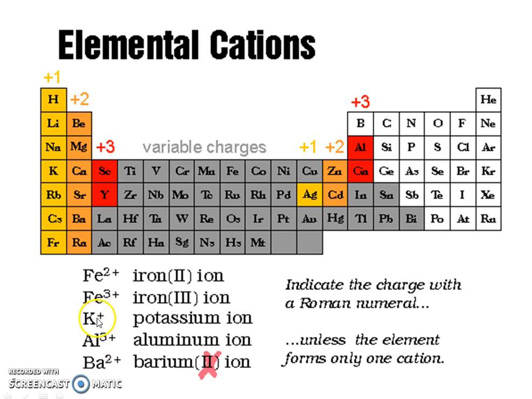So potassium can only ever be +1, so we don't have to give it the Roman numeral. Aluminum can only ever be +3, so we do not have to use the Roman numeral. Same thing with barium. So if you notice here, barium can only ever be +2, so you do not need the Roman numeral. If you put the Roman numeral when it does not belong, it will be marked wrong. If you don't use the Roman numeral when you're supposed to, it will also be marked wrong. So you really need to keep an eye on what elements need those Roman numerals when we name them.